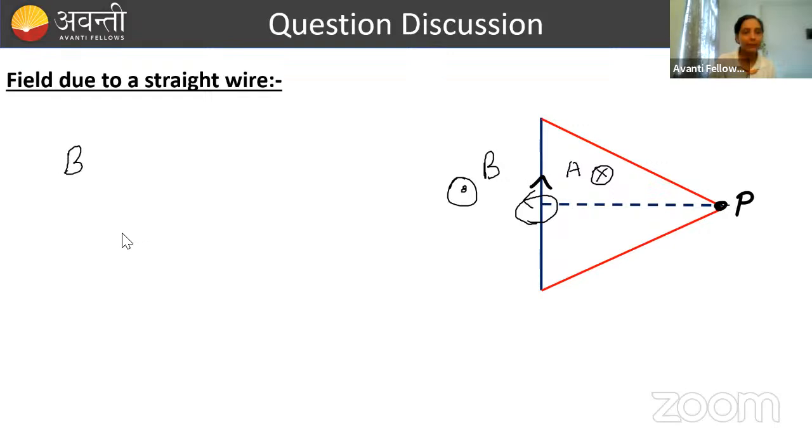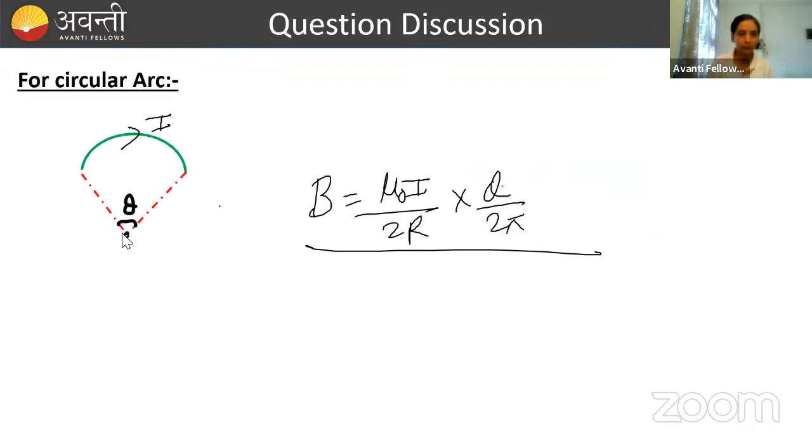Now, what is the magnetic field formula here? So it will be mu naught I by 2 pi d. I hope formula मैंने गलत नहीं लिखा ना?